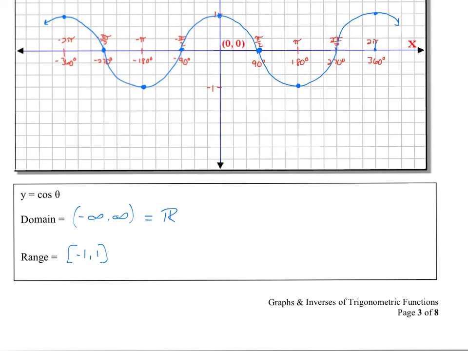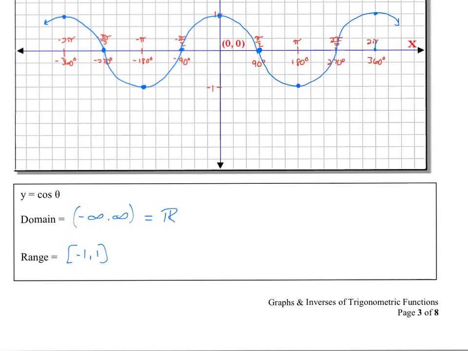For the range, our graph never goes below negative 1, and it goes through every number between up to 1. So the range just goes from negative 1 to 1. When you do domain and range, always start from the smallest and go to the biggest. The smallest for the domain is to the left. Since the graph is all the way to the left, it's negative infinity. Since it continues to go to the right and never stops, it goes to infinity.